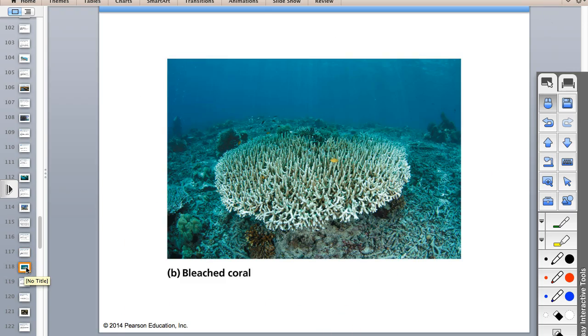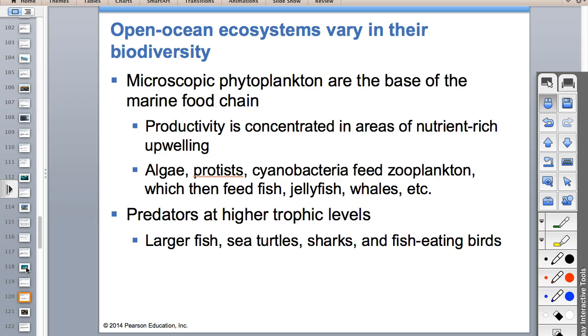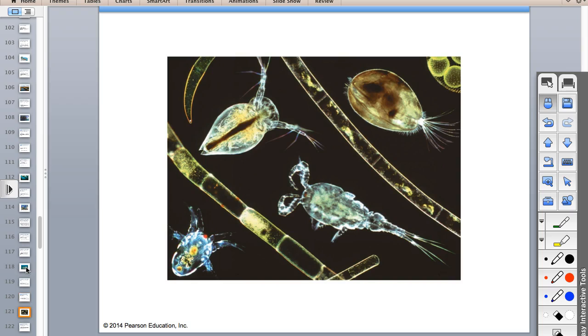All right. So there's bleaching. I already showed you that. And there are some cold water corals, not as common, but they've been damaged by trawling. And so when we talked about the fishing at the beginning, they get damaged that way.